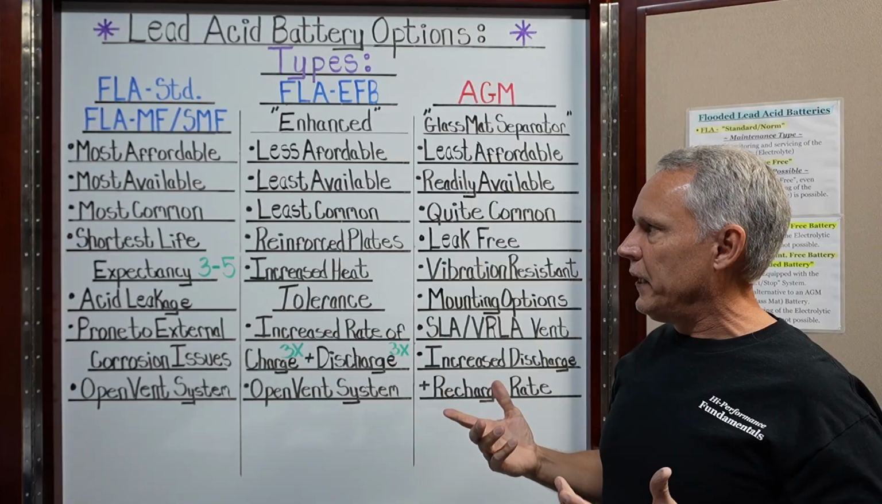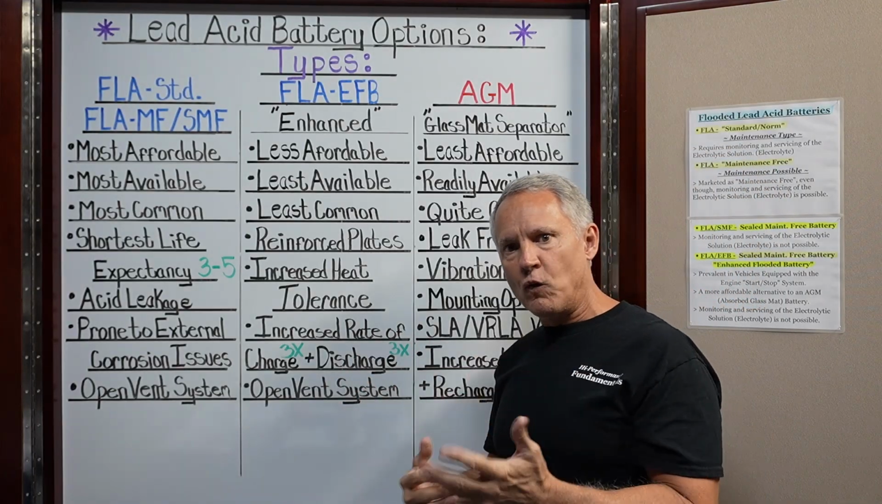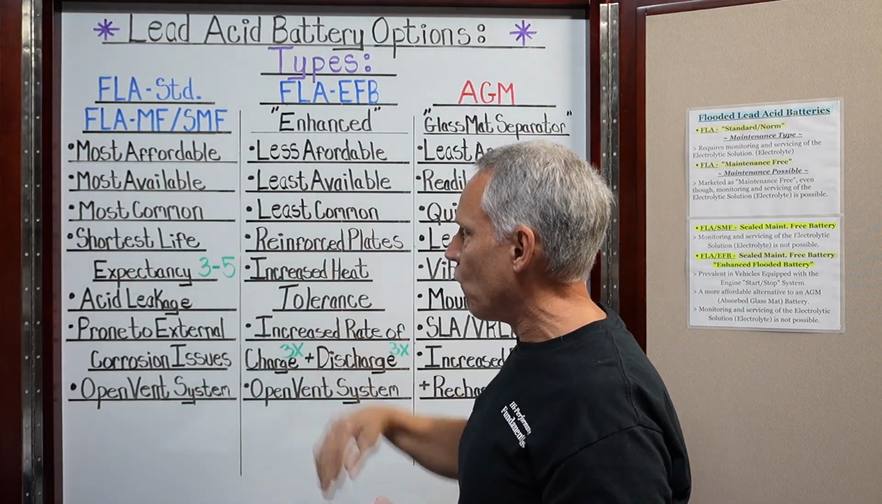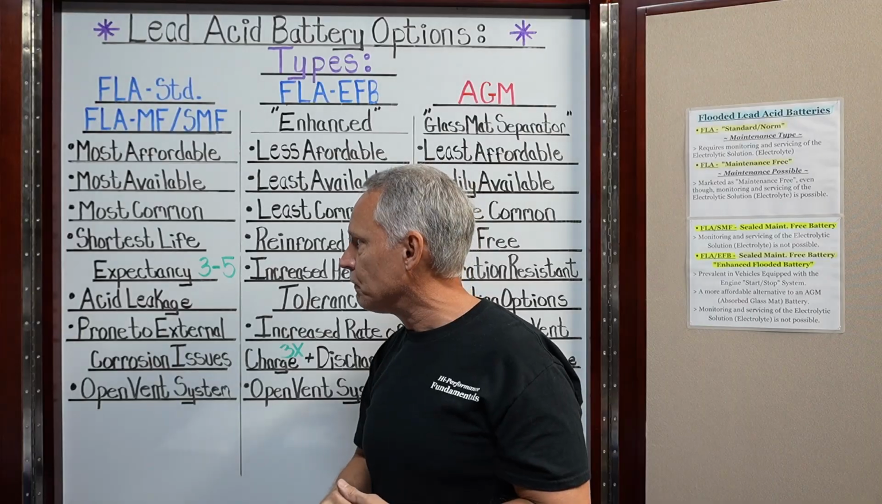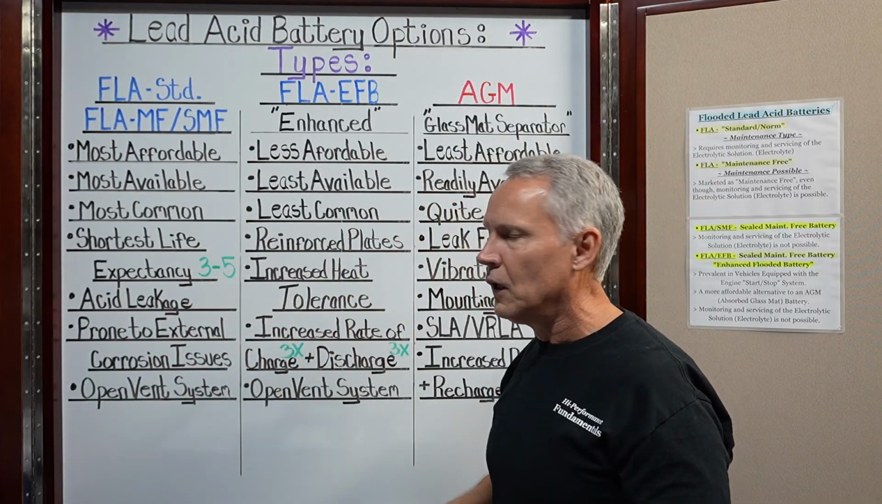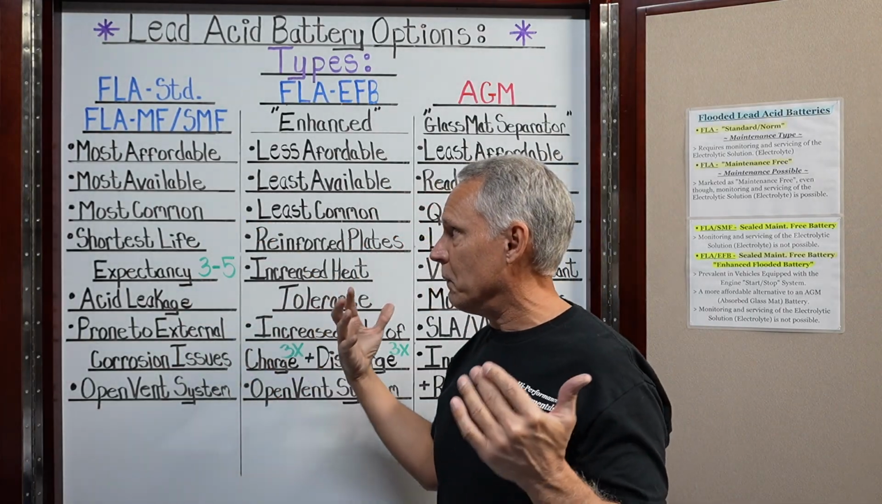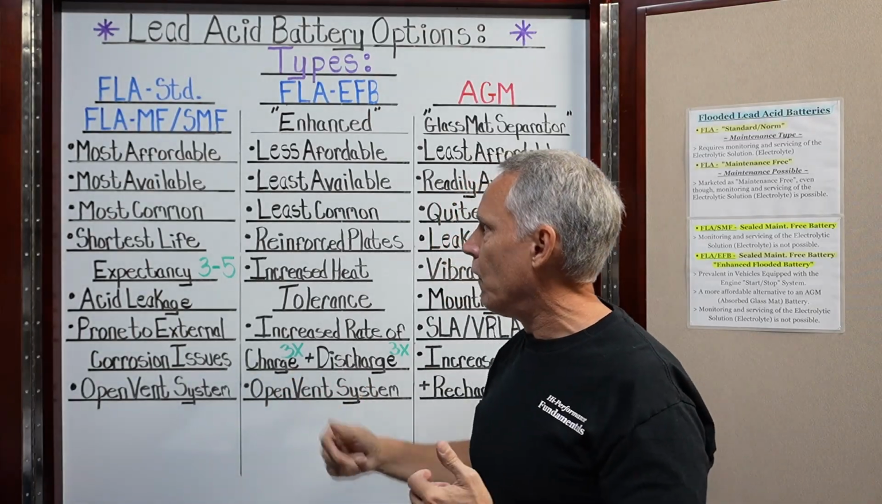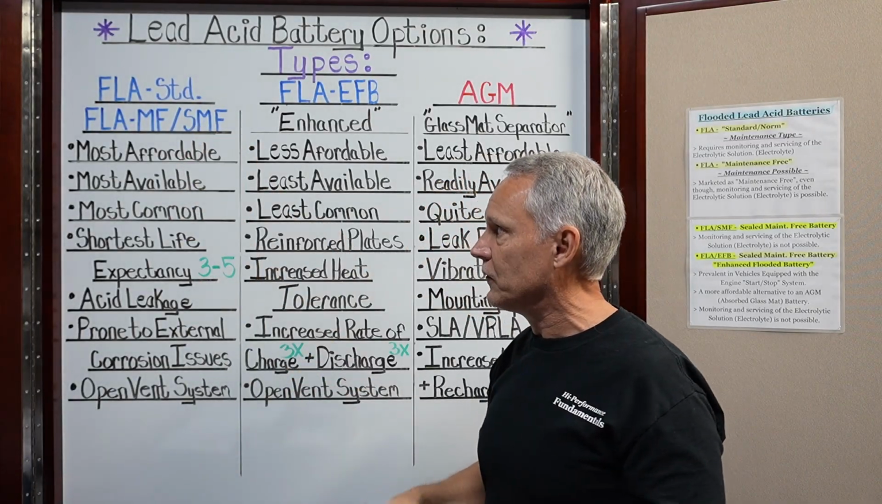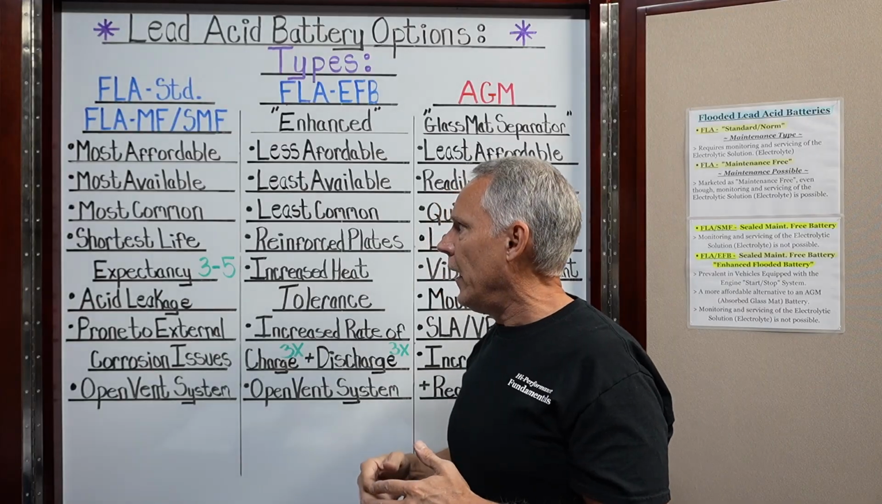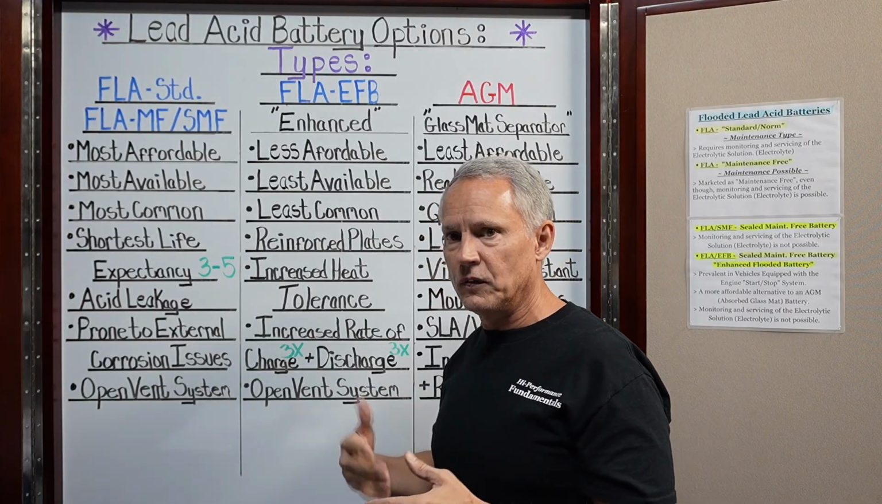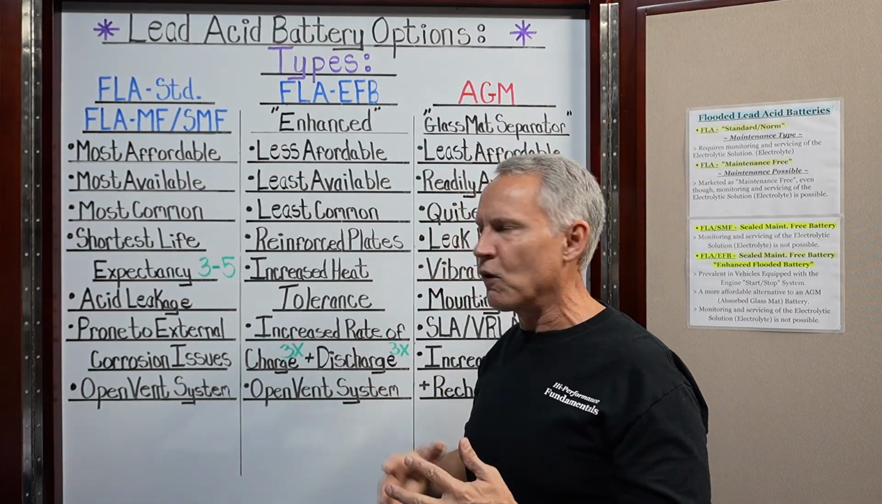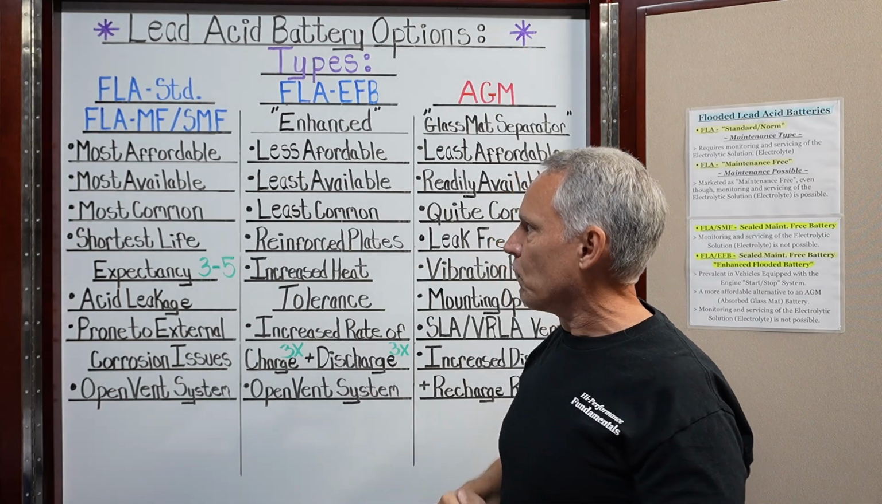Basically, that is going to be our basic battery, our entry-level battery, if you will. It is the most affordable. It is the most available. It is the most common. The reason for that is that the majority of automobile manufacturers will use that type of battery because it is most affordable, and it is a good quality battery, and it does give you a long service life if it's maintained properly. But like I said, most affordable, and it's most common.